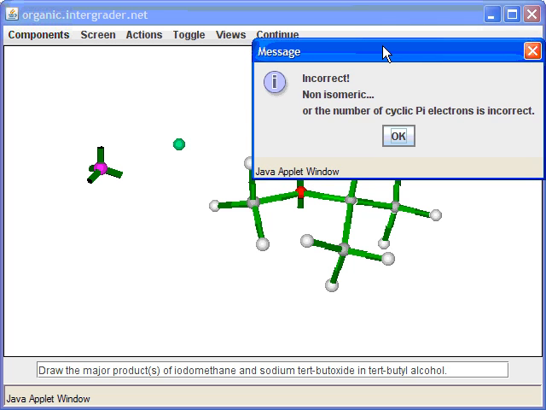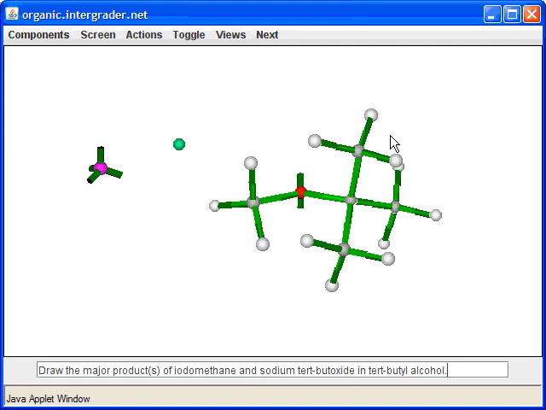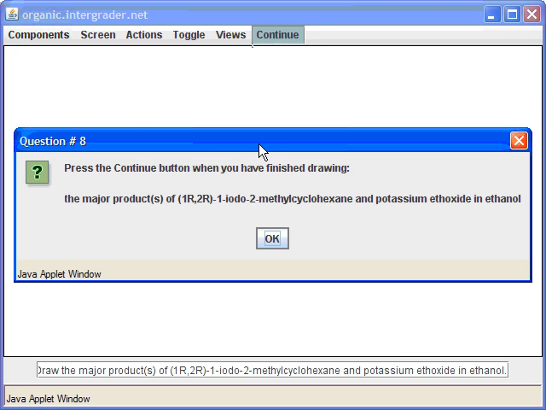Okay, so let's see what we did wrong in this particular case. And I hope you see that what I did wrong is that in this case we were supposed to be using sodium tert-butoxide, and what I used was actually potassium tert-butoxide. So that's why I got the message that I got, non-isomeric. But in reality the mechanism and the answer would be correct. So please don't repeat the mistake I just made.